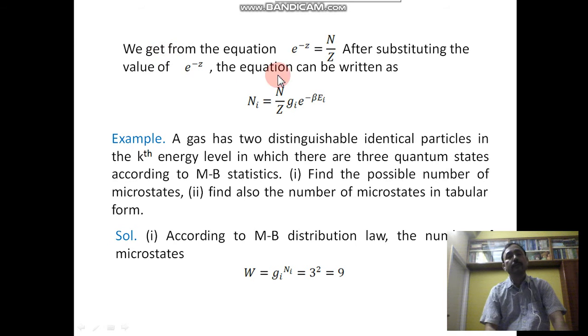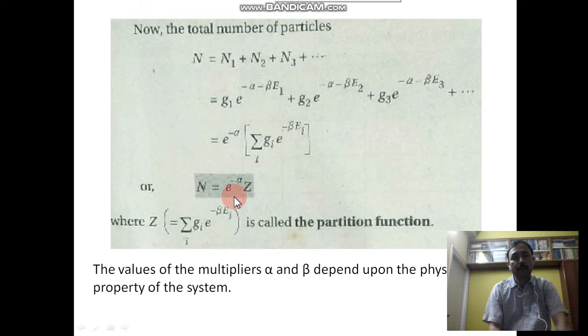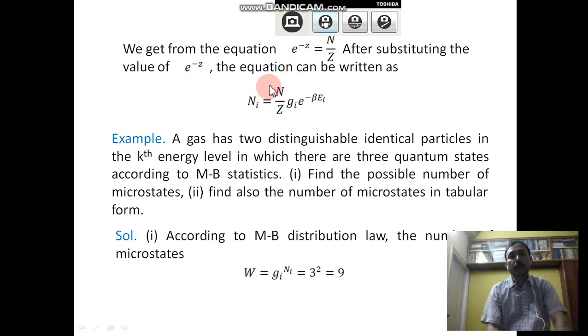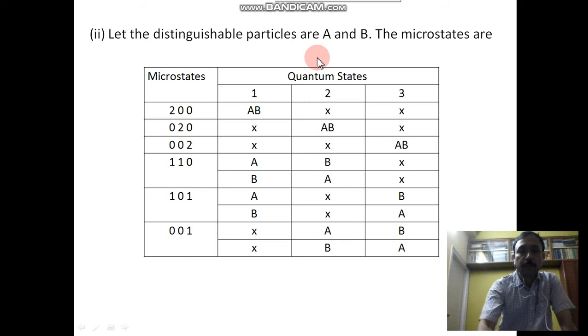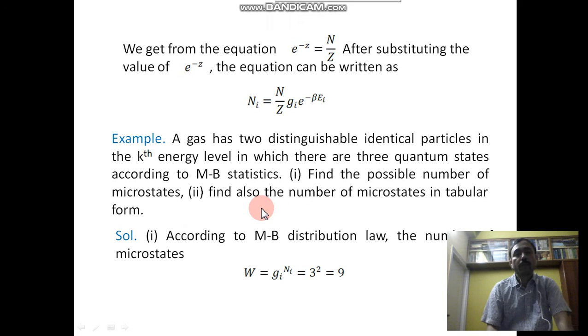We get from the equation, e^alpha = N/Z. This will be e^alpha, not e^Z. So e^-alpha is equal to Z/N, or e^-alpha = N/Z as used here. After substituting the value of e^-alpha, the equation can be written as Ni = (N/Z) gi e^(-beta Ei), where we have replaced e^-alpha by N/Z.